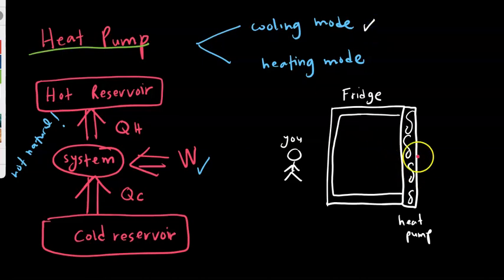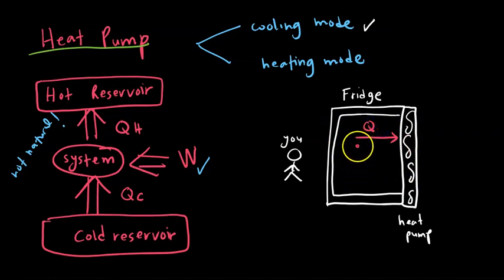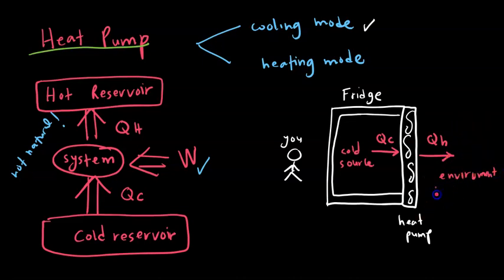Let's use a different color. So a heat pump takes in QC from the cold reservoir. Let me draw that differently. So this is a cold source because this is a fridge, right? The heat pump takes in the QC from the cold source. What happens to the QC? It goes out of the fridge in the form of heat, QH. And this is the environment, which is obviously hotter than the fridge. So this guy is actually the hot reservoir.